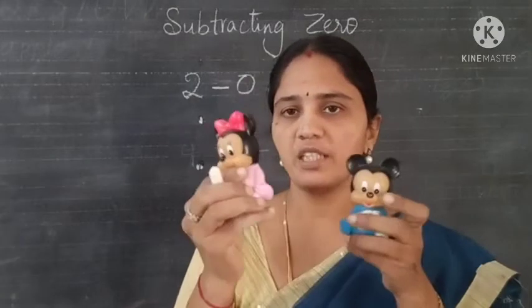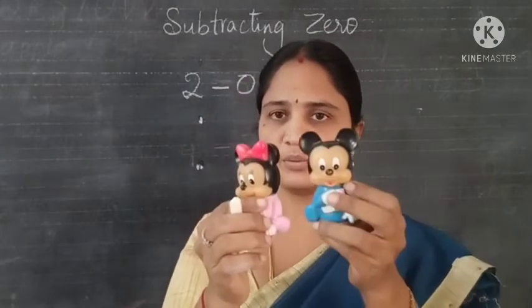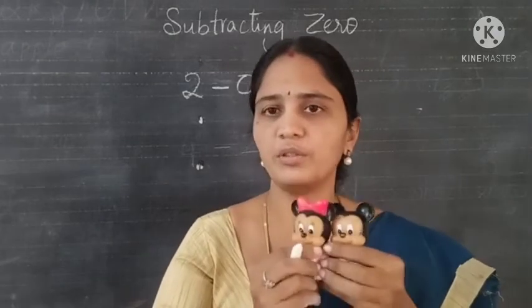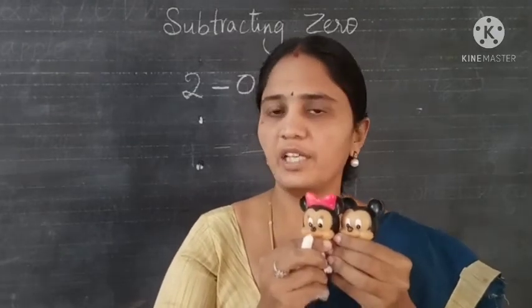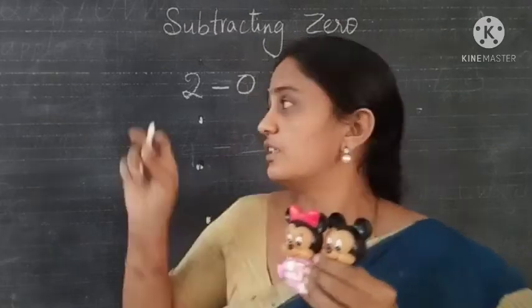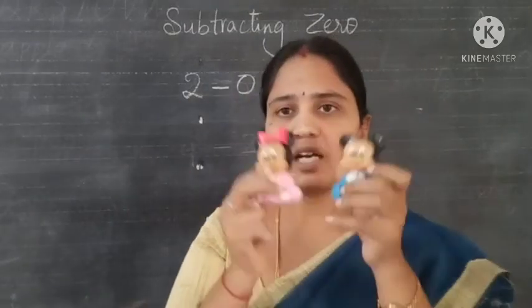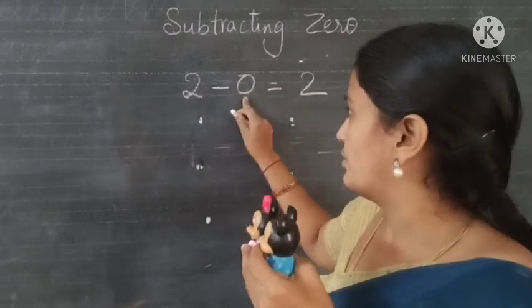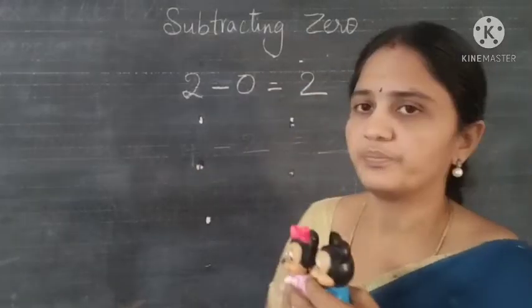Now, how many dolls are left with me? 1, 2. Again, I have 2 dolls. First, I have 2 dolls. I won't give any dolls to my brother. That means 0 dolls. Now, I have 2 dolls. So, 2 minus 0 equal to 2.